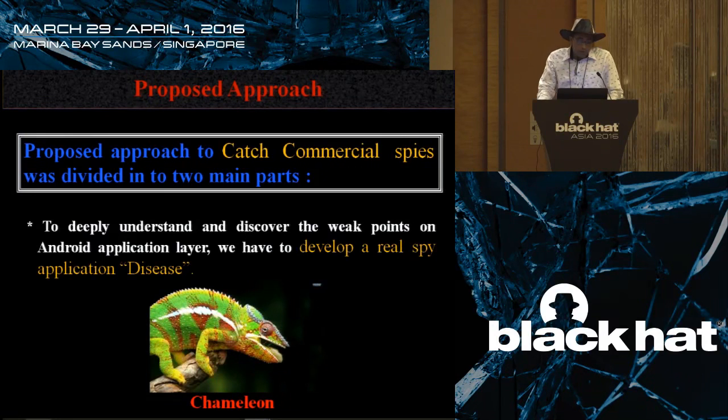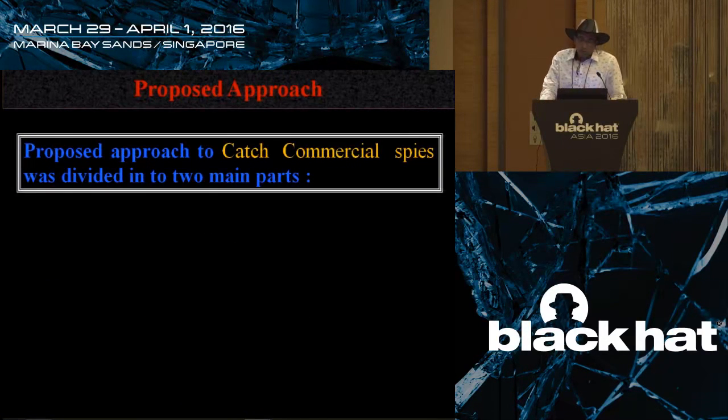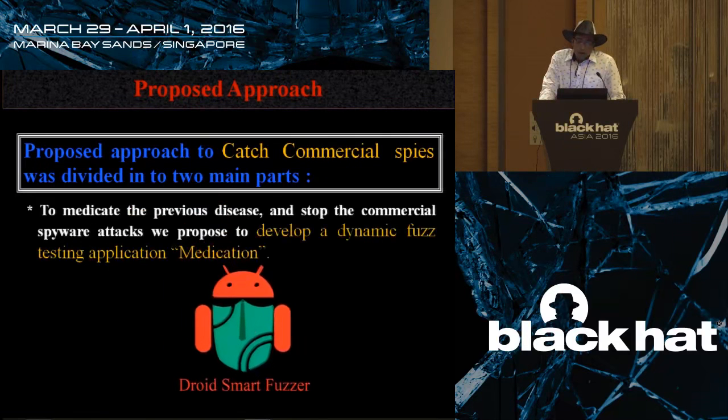The Chameleon application will give us a good chance to deeply understand and discover the techniques attackers use in intercepting these three privacies, and will lead us to the weakness points of the Android application layer. In part 2, I will introduce my automated fuzzing solution, which I call Droid Smart Fuzzer. Droid Smart Fuzzer test cases will be based on the deep understanding of the Chameleon spyware that we already developed.